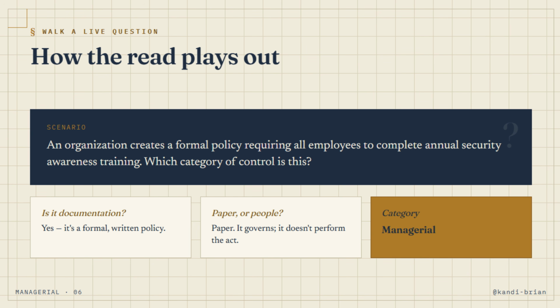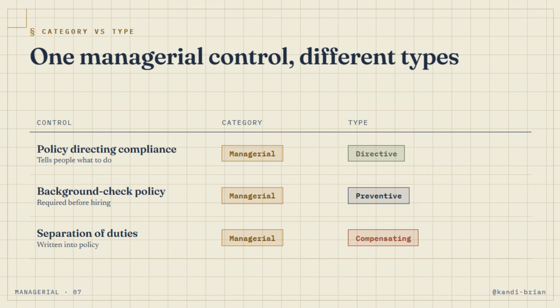There is one more layer worth your attention, and it is the category versus type blend we saw last time. Managerial is a category. It can pair with different types. A security policy that directs people toward compliance is a managerial control that is directive in type. A policy requiring background checks before hiring is a managerial control that is preventive in type. Separation of duties, written into policy, is a managerial control that often functions as compensating.